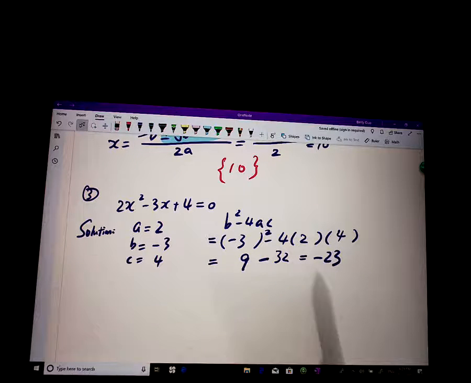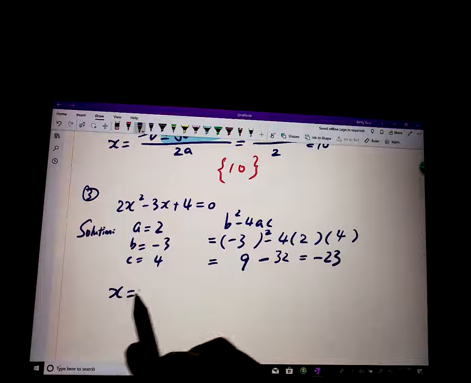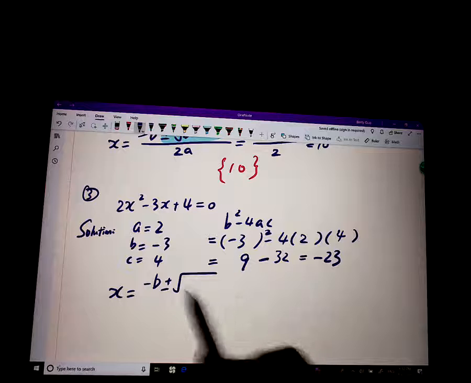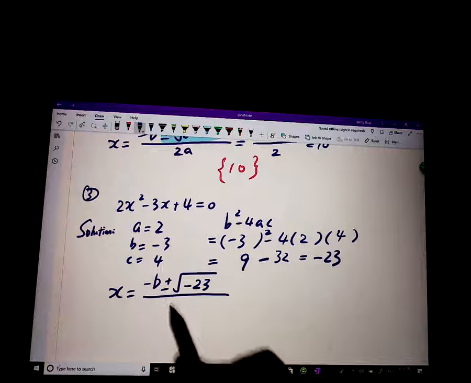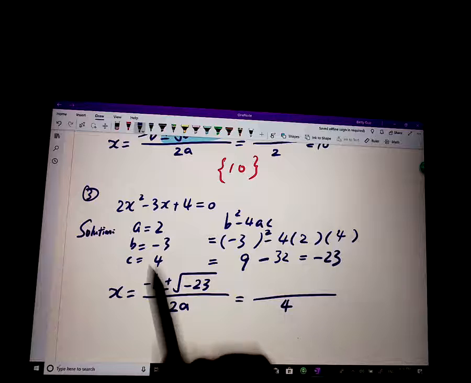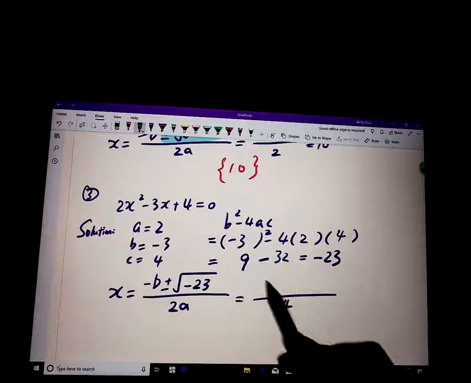All right. So what kind of solutions are you expecting? We're going to have two non-real complex solutions. And those two non-real complex solutions are conjugates. I'm going to show you. Remember the formula? Quadratic formula. Negative b plus or minus square root of the discriminant. In this case, negative 23, all over 2a. What is a? 2. Twice a, 4. What is b? Negative 3. What is the opposite of b? Positive 3.